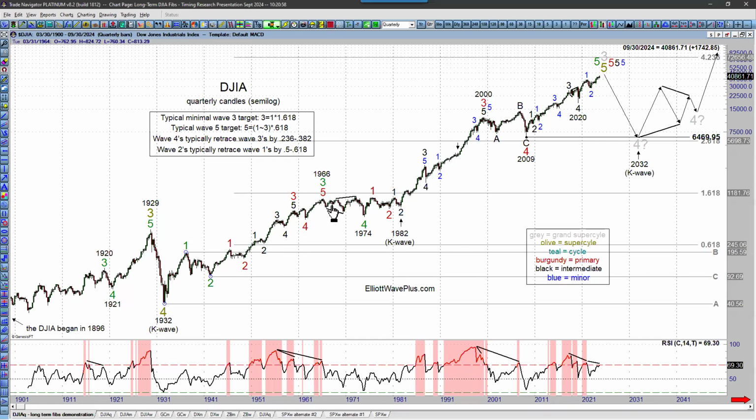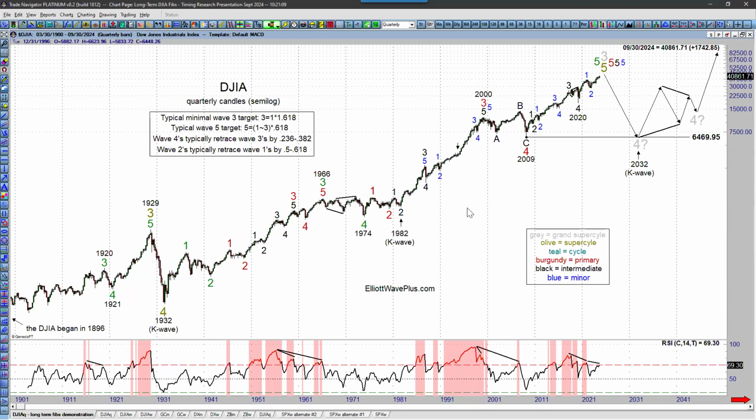You're welcome. And so we have a 1, 2, 3, and 4, and the wave three was nearly 1.618 times the length of wave one, but not quite. And that suggested that we were going to get an extended fifth wave. So what do we normally look for in a fifth wave?